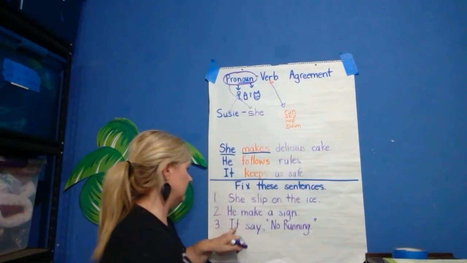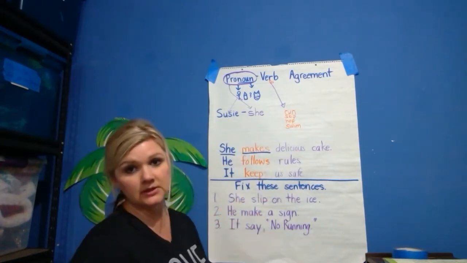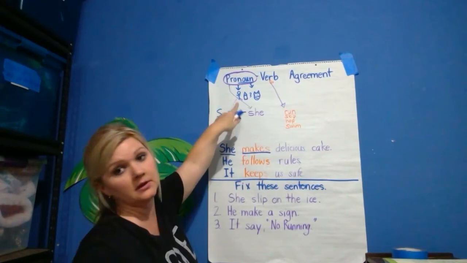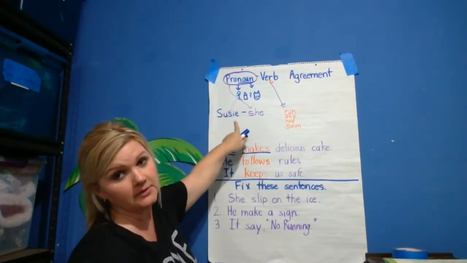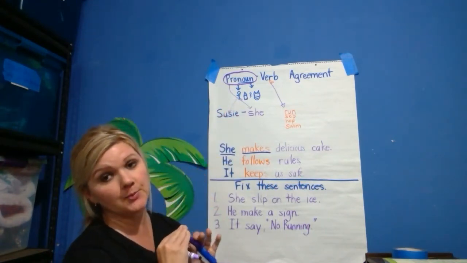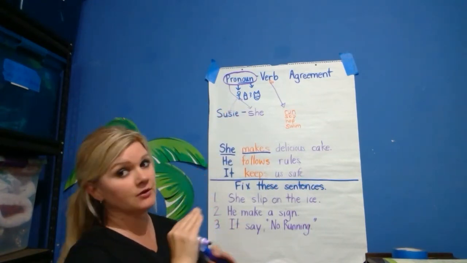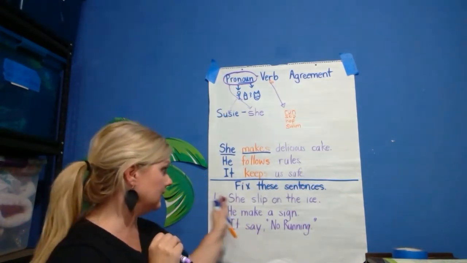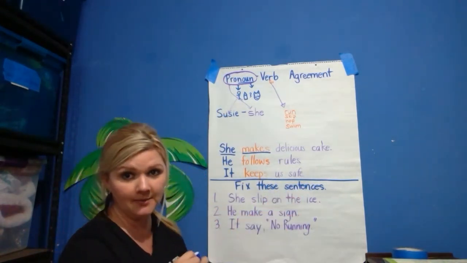All right. So again, you're fixing these three sentences. Underline the pronoun, underline the verb, and verb agreement. If there's not a verb agreement, you might have to add something to make this sentence sound correct, okay?